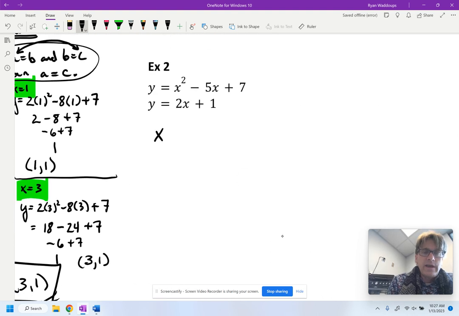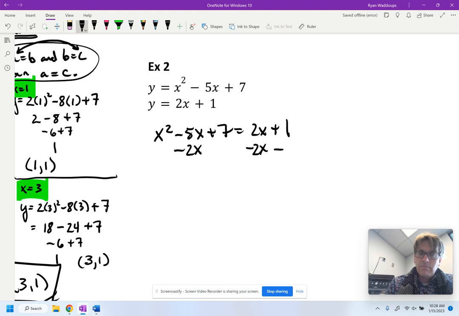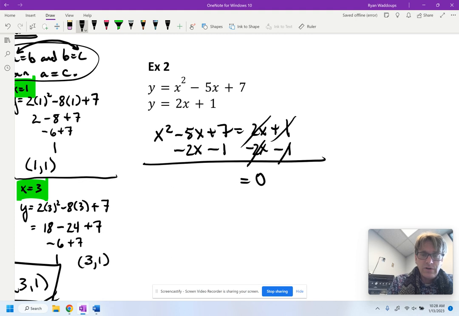So here I write x squared minus 5x plus 7 equals 2x plus 1. And I'm going to move everything from the right over. Subtract 2x and subtract 2x, minus 1 and minus 1. So 2x minus 2x is 0, and 1 minus 1 is 0. So the right-hand side now is 0. And on the left, I've got x squared minus 7x plus 6.